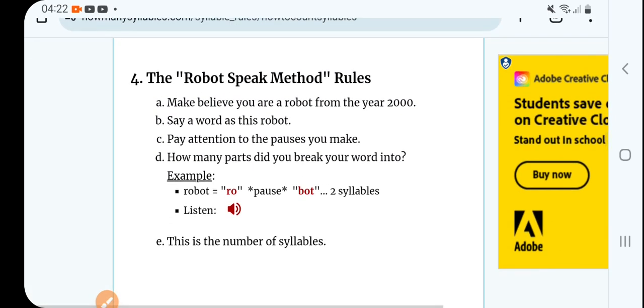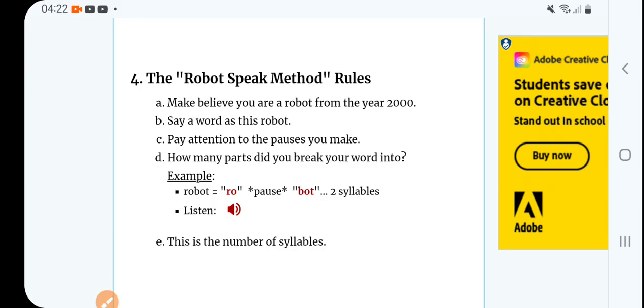The fourth method is the robot speak method. Make believe you are a robot from the year 2000. Say a word as this robot. So suppose I am a robot and someone is saying a word to me. Pay attention to the pause you make. How many parts did you break your word into? Example: row, pause, boat. So two syllables.